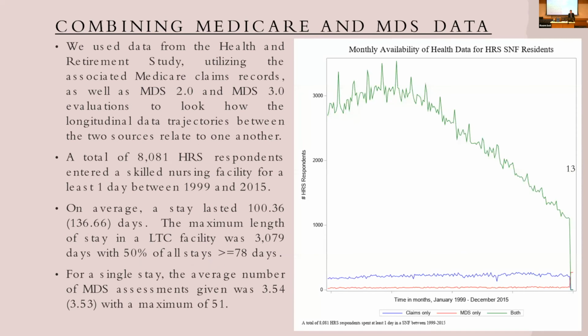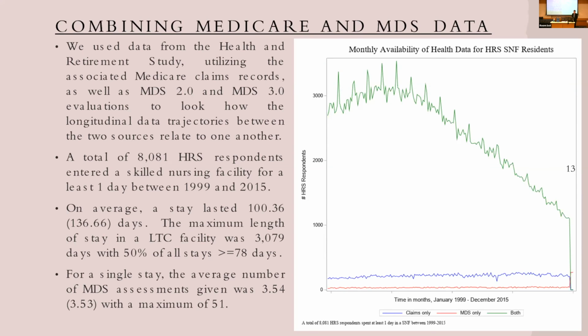So just to see how much of an overlap there is and how much we can track these different sources of data simultaneously, we took the Health and Retirement Study, which is great in that it has these small components of pretty much everything you could ever want. A lot of the times the sample sizes are horrid, but not in this case. So we have Medicare claims, we have MDS 2.0, and we have MDS 3.0 evaluations.